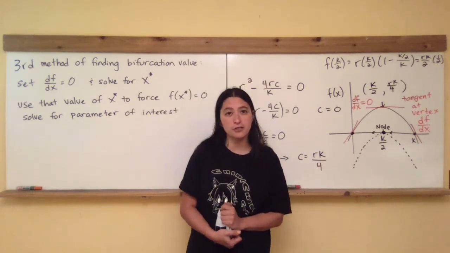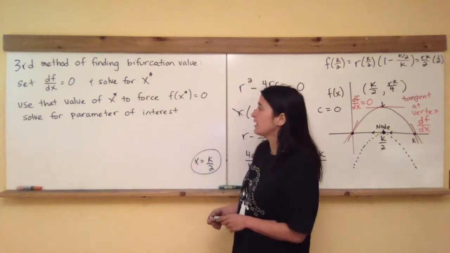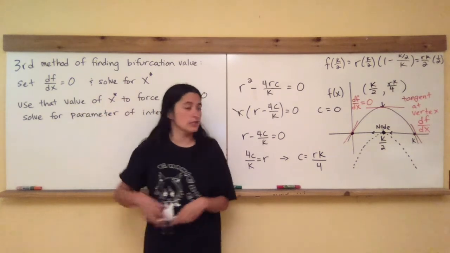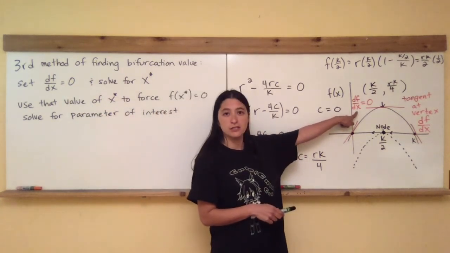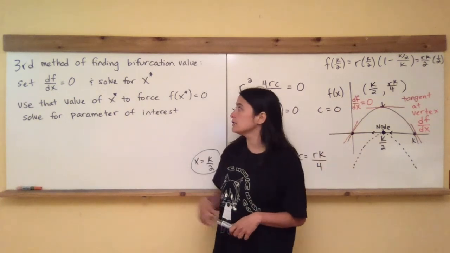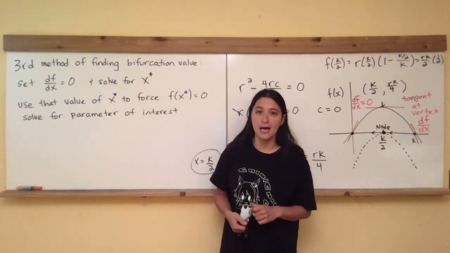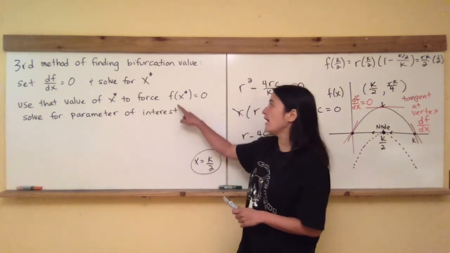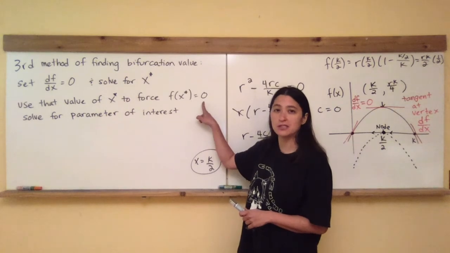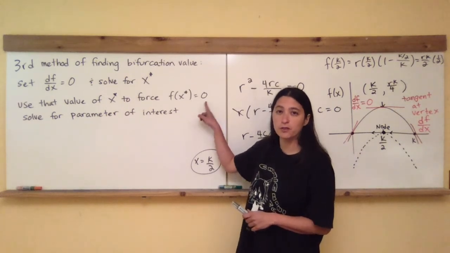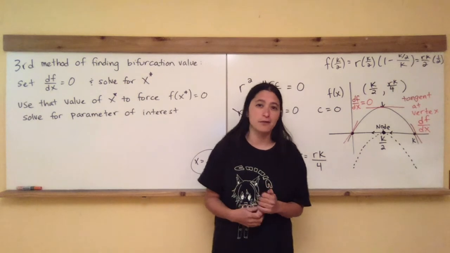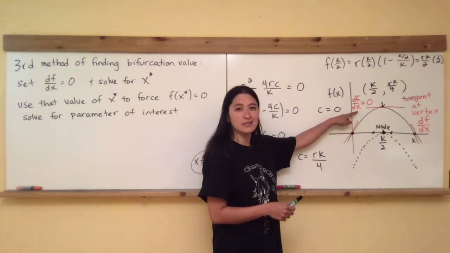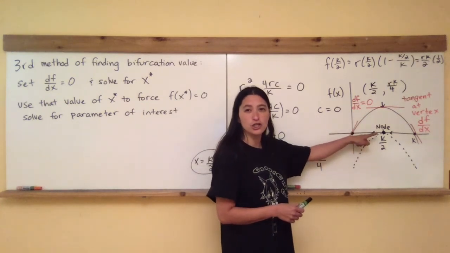Okay, so to go through the algebra, the steps for this third method are that you're going to set df/dx equal to 0. That's the place that's going to locate the horizontal tangent for you, and you're going to solve for the value of x star that makes that happen. But remember that x star is only going to be a fixed point if f of x star is equal to 0. So you're forcing two things at the same time. First, you're asking there to be a horizontal tangent, and secondly, you're asking that that horizontal tangent occur right here at a root.